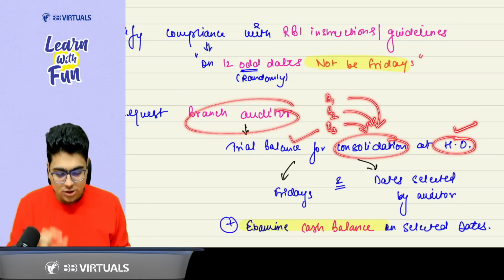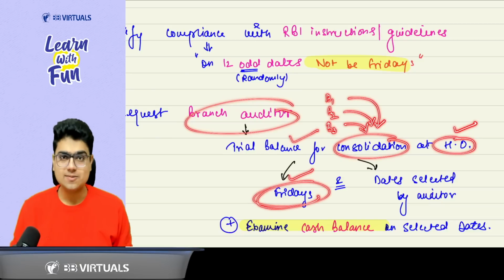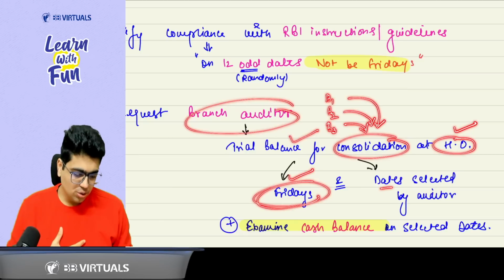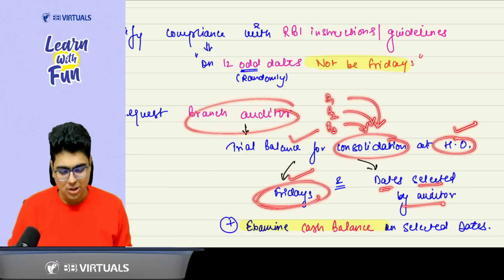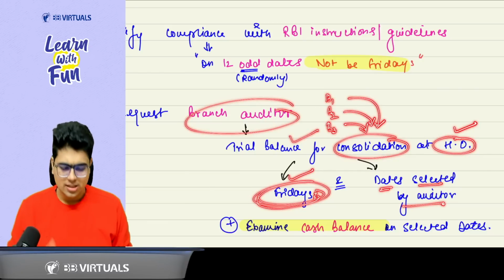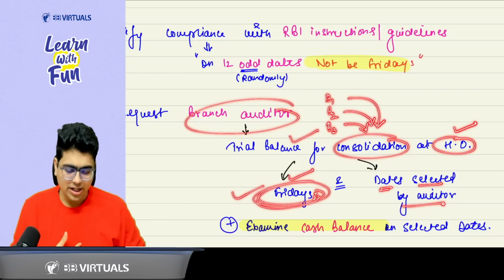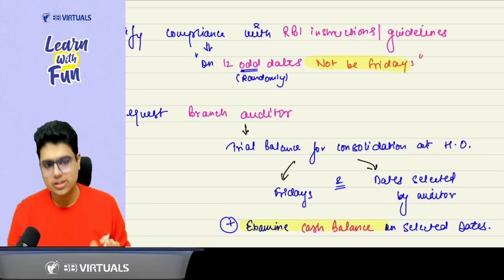Got it, sir. So remember one thing, this consolidation work already happens on Fridays. So on Friday, the SLR requirements are checked at head office. So what we should do? We should select the dates other than Friday. Because on Friday, everything will be all right logically. So if normally everything is all right on Friday, we will select the dates other than Fridays. Got it? Got it, sir.